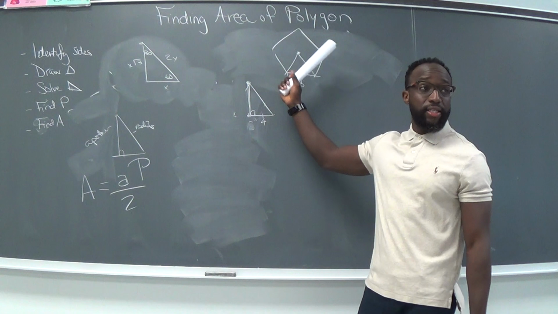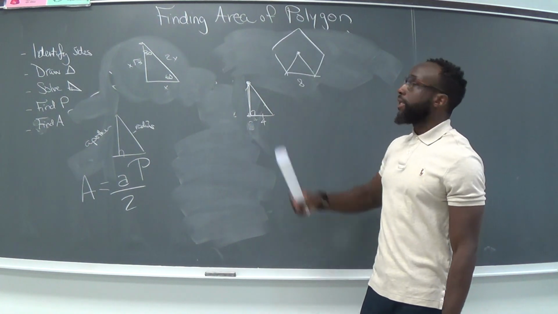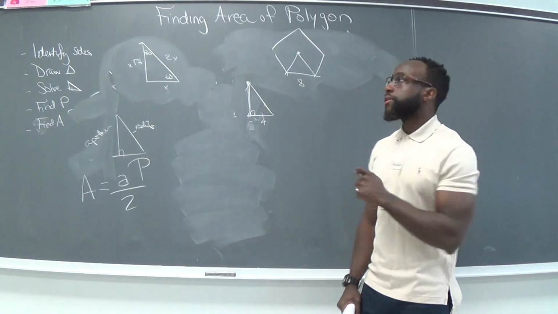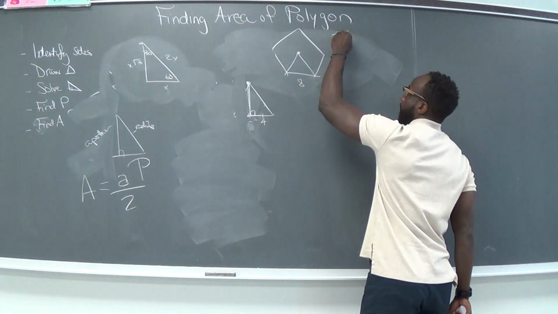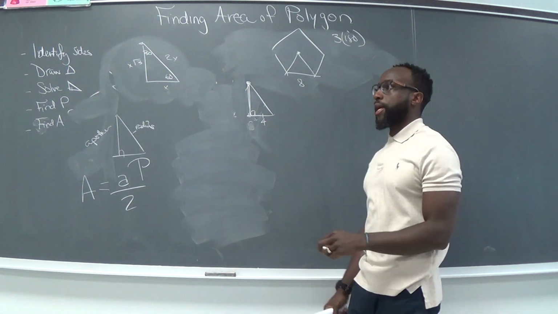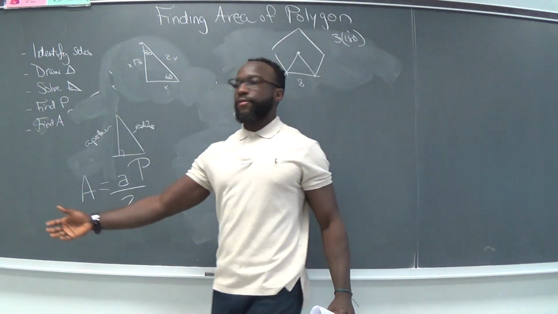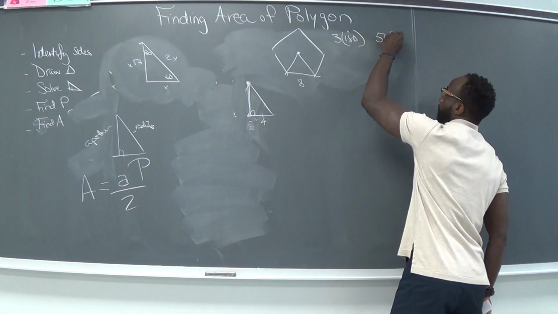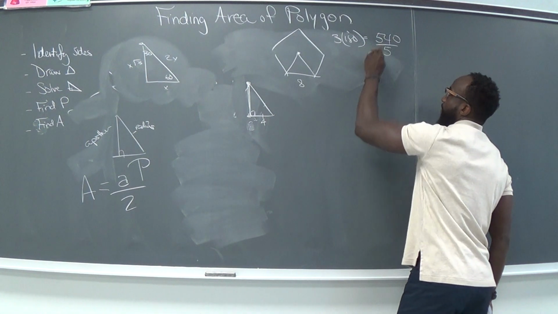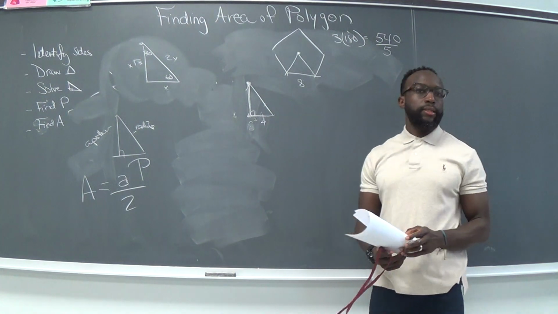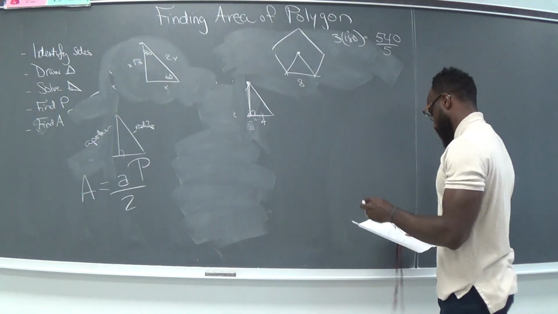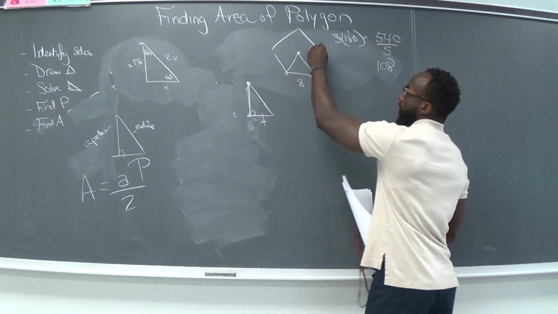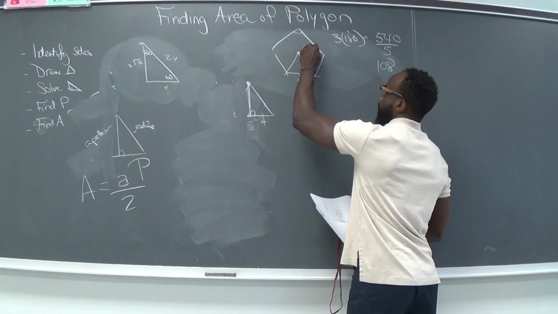Alright? So, if this is 5 sides, we need to know what the measure of one angle is. So, using the formula, that's 3 times 180. What's 3 times 180? 540. You divide 540 by 5, and you're going to get what? 108. Alright, so the measure of each angle here is 108.